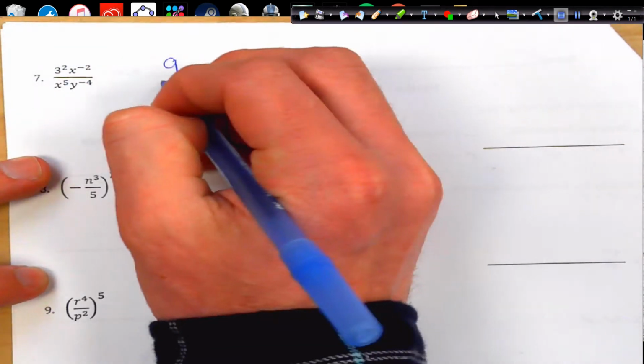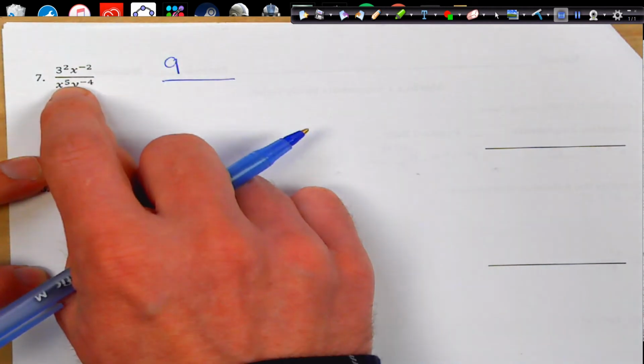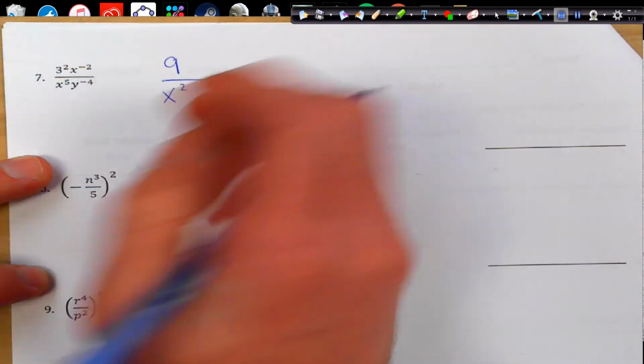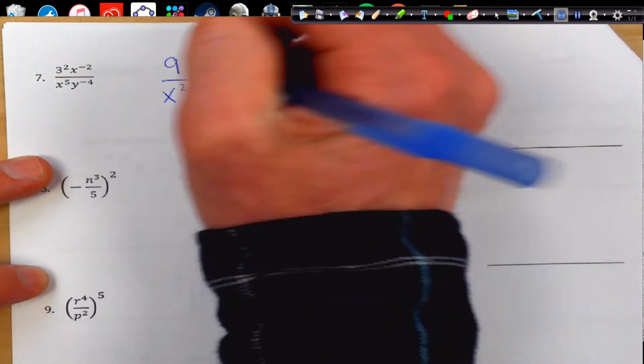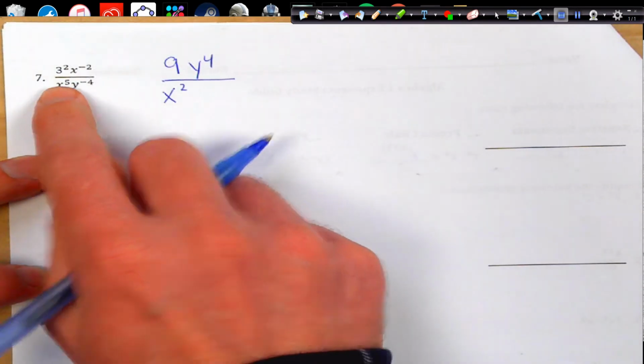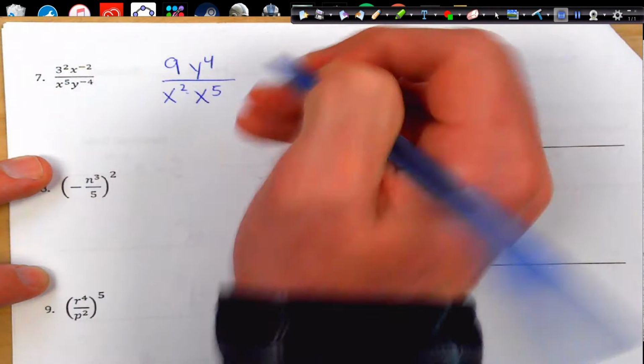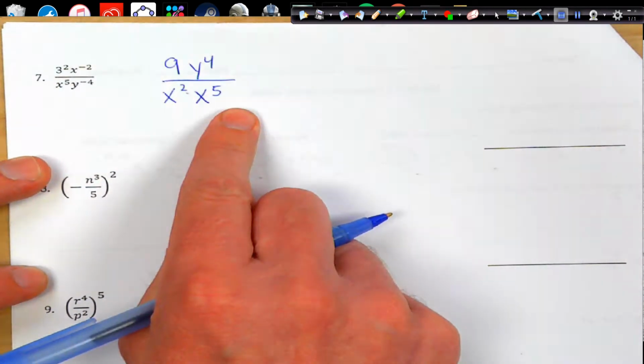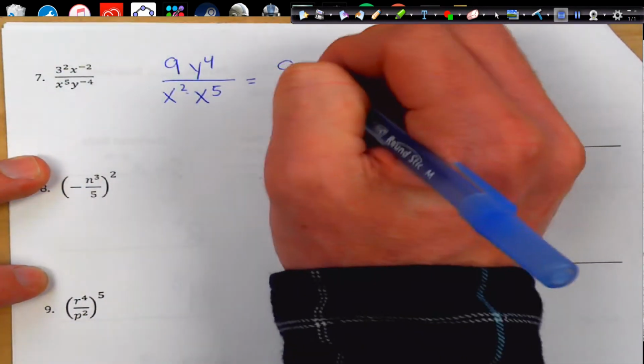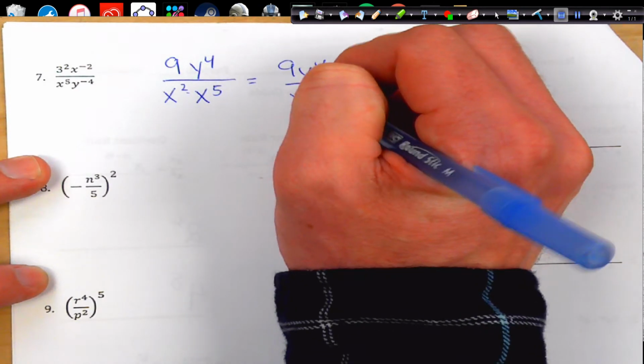We have 3 squared, that's going to give me 9. And then we're going to subtract, or just bring this down. So that's going to become x squared goes on the bottom. Y to the negative 4th is going to go to the top. And then x to the 5th is also still on the bottom. They're on the bottom, they're going to multiply, so we add them together. And we get x to the 7th.